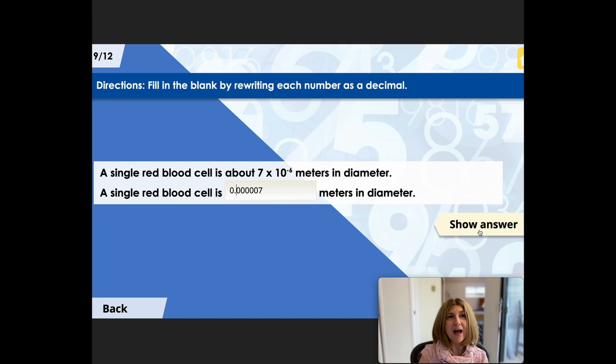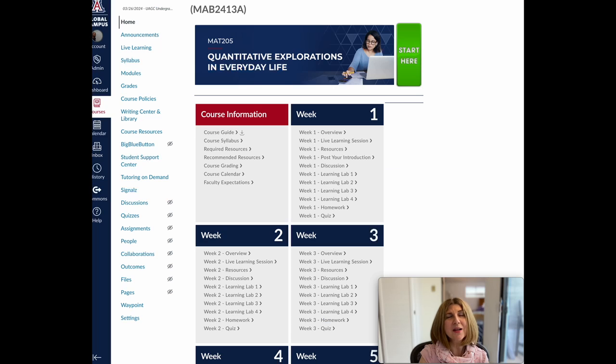And then I can learn in the Learning Lab because it will show me the answer. Look, we got it right. So when we're doing the Learning Labs, remember that as you go along, you'll be able to check yourself.